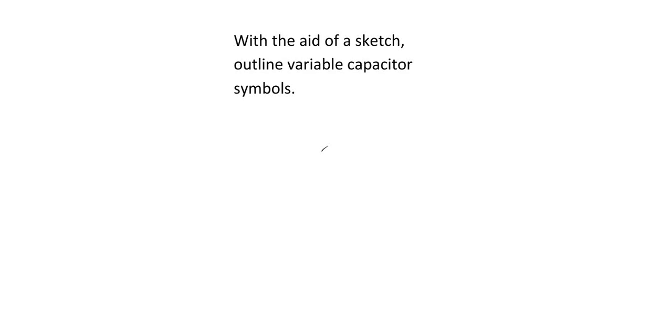With the aid of a sketch, outline variable capacitor symbols, and in this question we are going to use several symbols that we can use to represent a variable capacitor. And to start with, number one, we are going to have what we call the trimmer variable capacitor. So we have the trimmer variable capacitor, and the trimmer variable capacitor is drawn like this.